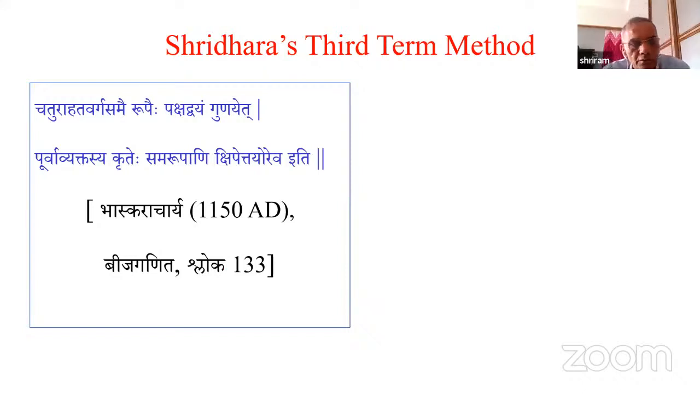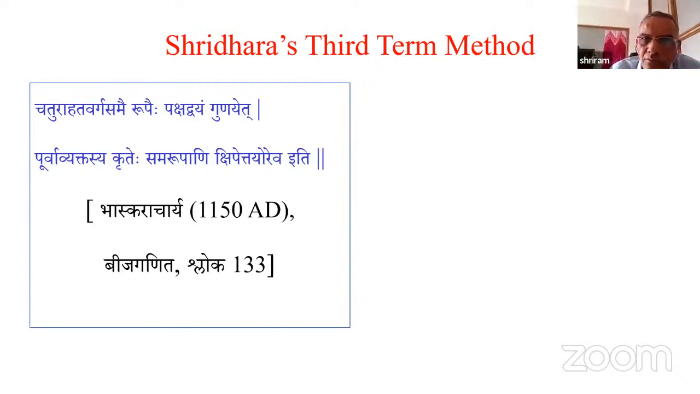I'm quoting from Bhaskaracharya's Bijganita book. He has also quoted Sridhara as saying that Sridhara has given this rule. The third term method, which we apply today for solving a quadratic equation, is different from Sridhara's method. Sridhara is saying a simpler way to solve a quadratic equation is by finding the third term. Finding the third term means we complete the square and then solve it.